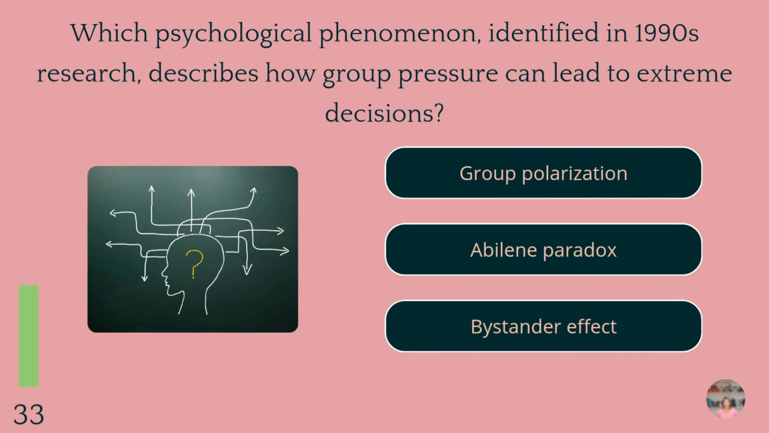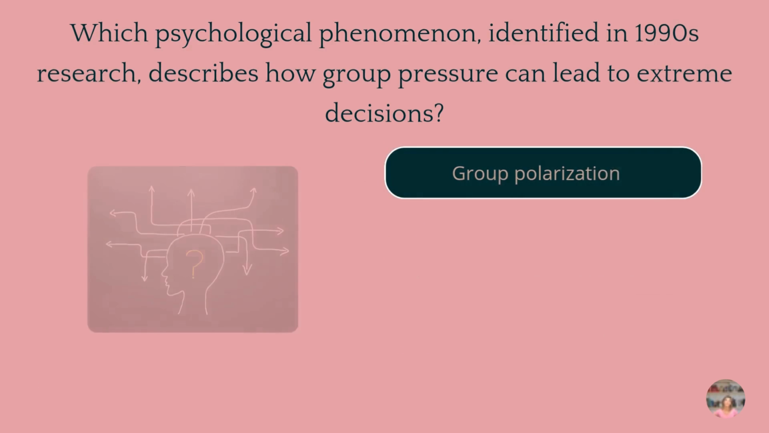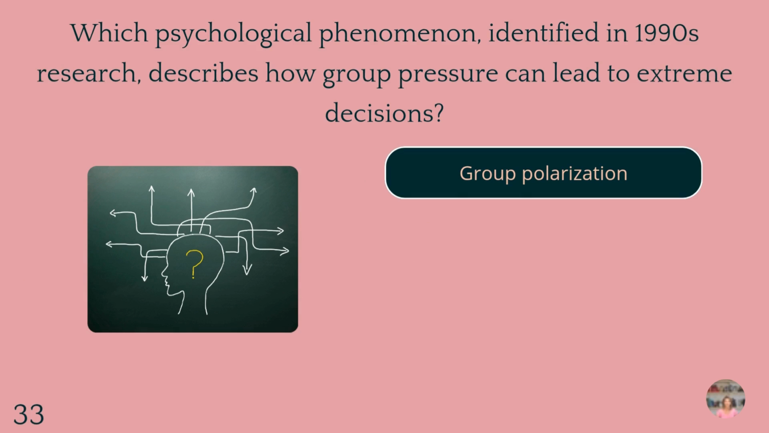Which psychological phenomenon identified in 1990s research describes how group pressure can lead to extreme decisions? Group polarization, Abilene paradox, or bystander effect? Group polarization.